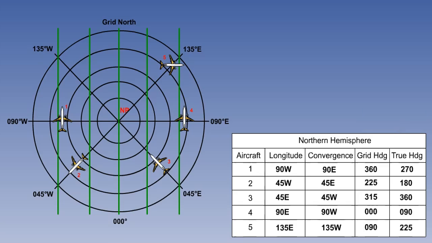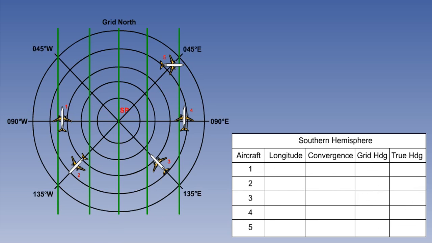Here are the answers. Now let's do it for the southern hemisphere. This is slightly more of a brain stretcher. To get grid north at the top of the page in the southern hemisphere, we need the datum meridian at the 12 o'clock position. In the southern hemisphere, north is the direction that runs out of the South Pole.